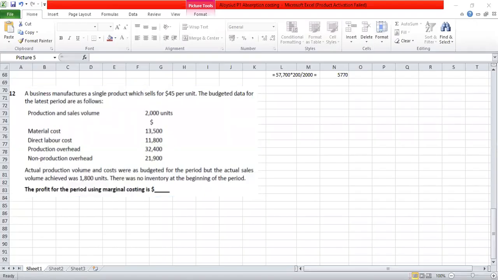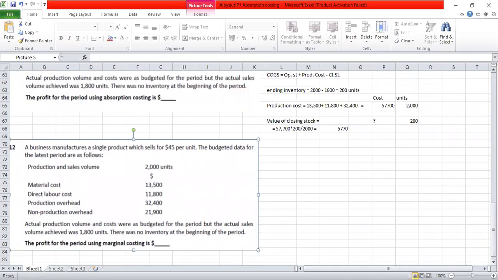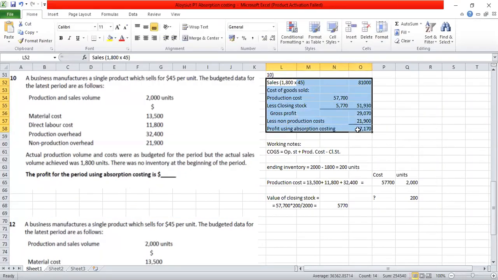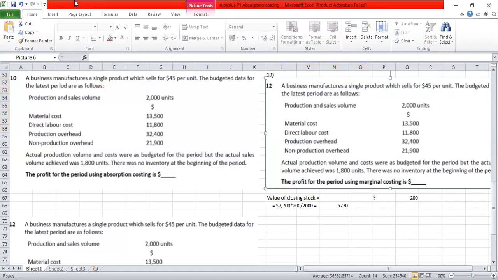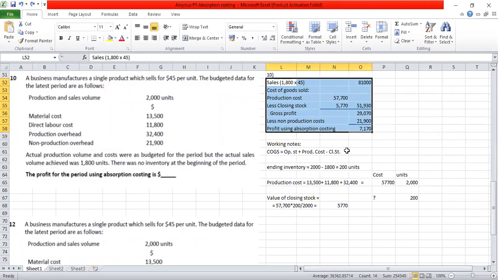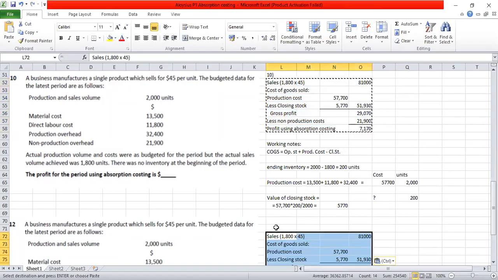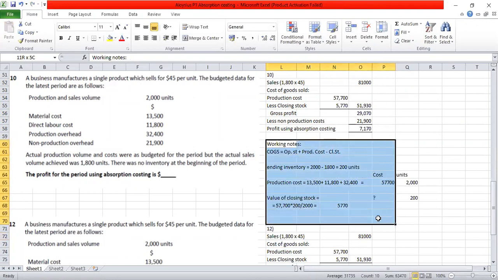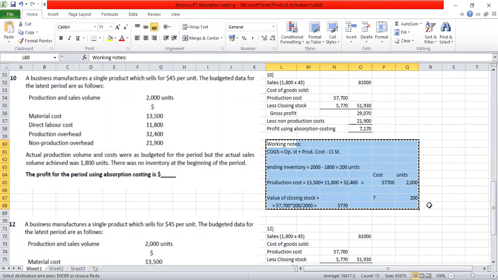The same set of calculation would be taken up, but with the difference that the ending inventory will not be treated the same way. The set of calculations would be this way only, but the treatment of ending inventory would differ here. So here it is question number 12. The working notes part of it will differ.